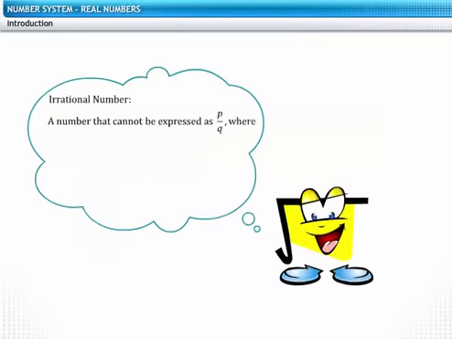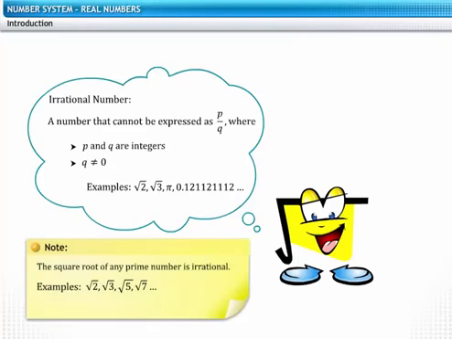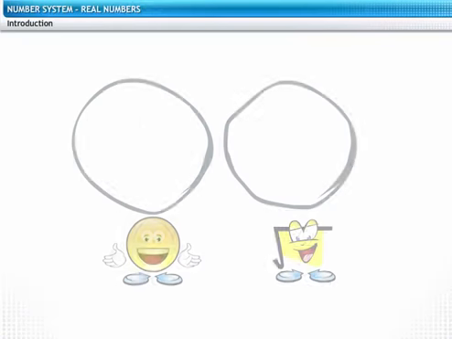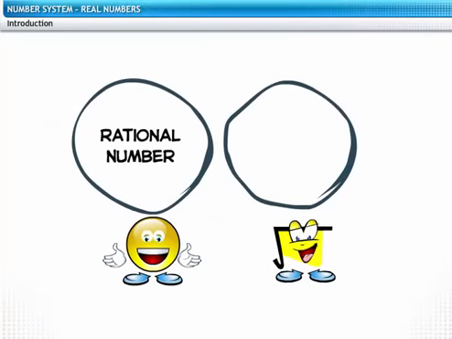But there are some numbers which cannot be expressed in the form of p divided by q, where p and q are integers and q is not equal to 0. These numbers are called irrational numbers. Here are a few examples of irrational numbers. You note that the square root of any prime number is irrational. There are infinitely many rational and irrational numbers.